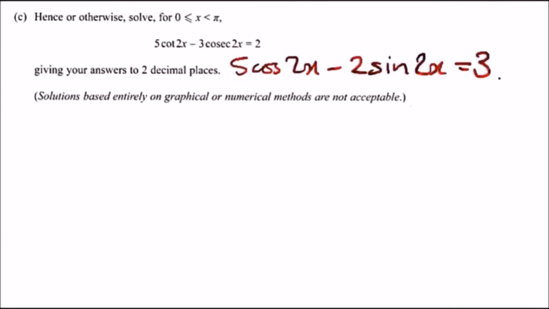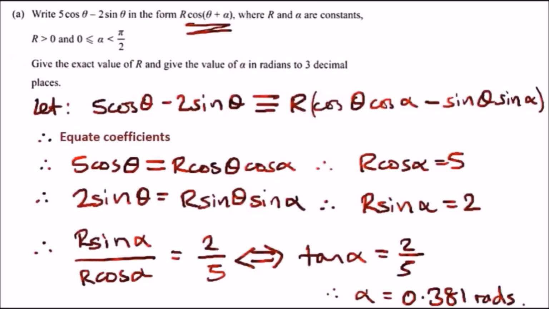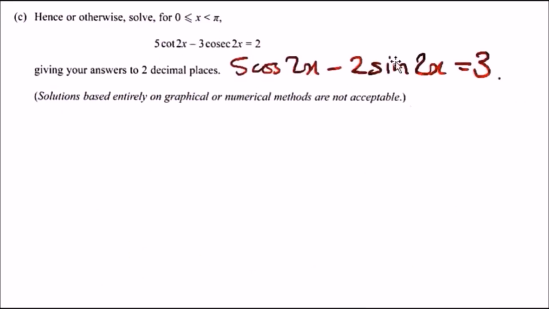Okay, part C. So hence or otherwise solve, within the following range between 0 and pi, the following equation, which we already found out can also be written like this, giving your answer to 2 decimal places. Now, just looking at this head on, we should know that we cannot actually solve this easily in its current form. This is why, if we look back at part A, we were able to find out that this equation can be rewritten in this form. And if you notice, the thetas here are simply a substitute for 2x. So the 2x here and the theta are the same.